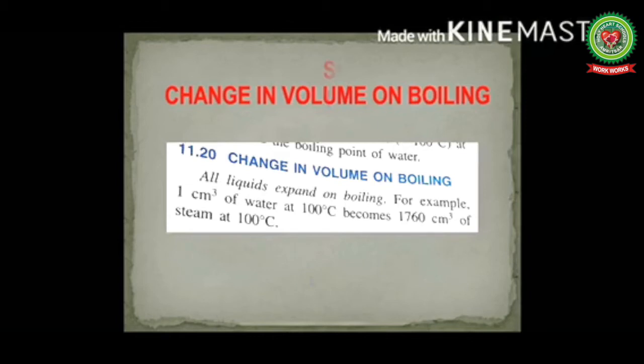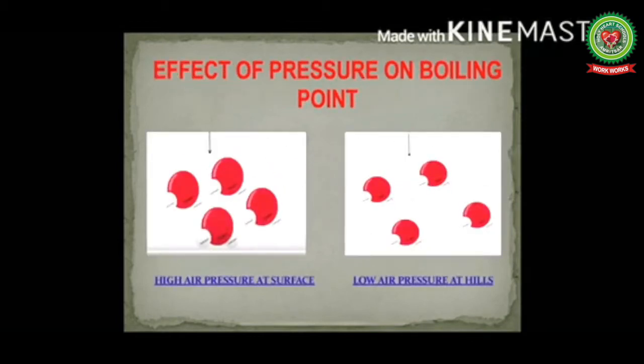Now the next is effect of pressure on boiling point. Before discussing this, let us discuss the boiling process of a liquid. Let us take example of water. Water consists of water molecules which have some intermolecular spaces between them. When we heat water, we provide kinetic energy to these molecules. So these molecules will get separated from each other at boiling point and water will be converted into steam.